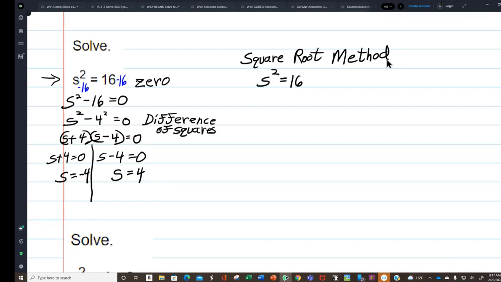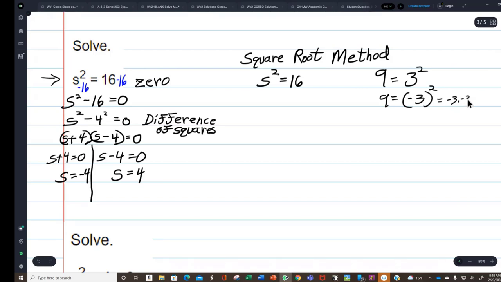This is interesting. Now, first, I have to remind you that every positive number in the real number system has two square roots. I'm going to pick one that we know, 9. Okay, 9 equals 3 squared. But something we don't often look at is 9 equals negative 3 squared. Because negative 3 times negative 3 is positive 9. So 9 has two square roots, positive 3 and negative 3.